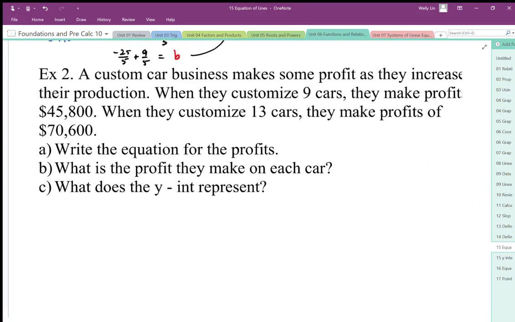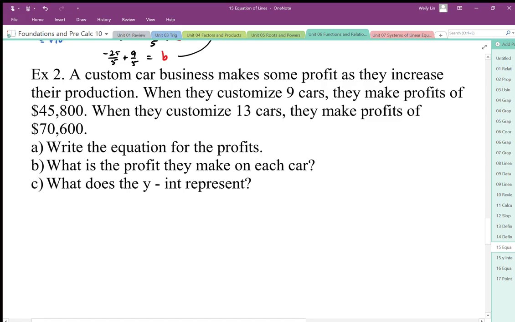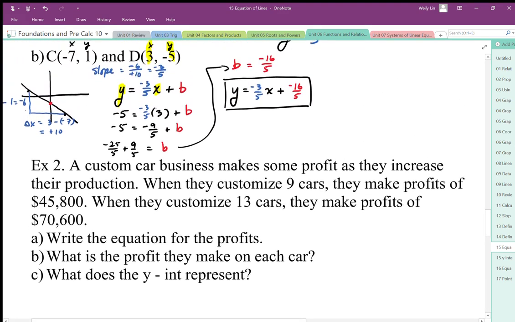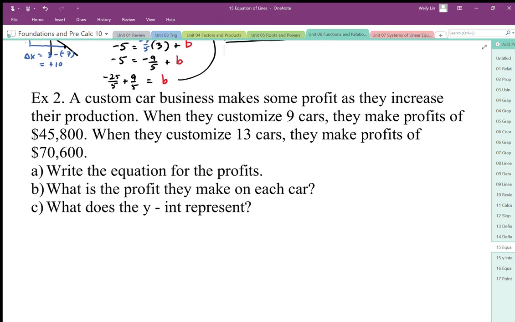So let's take a look at this problem. Okay, we have a relationship just like we have up here, and we're relating the profit to the number of cars that are customized. So when they customize 9 cars, they make a profit of $45,800. When they customize 13 cars, they make a profit of $70,600. So there's a relationship.